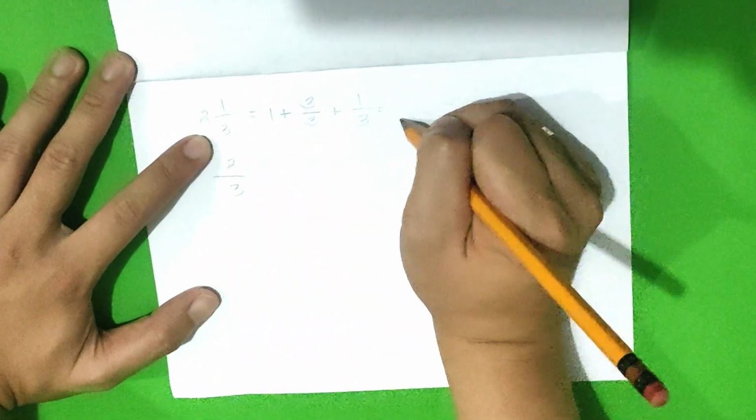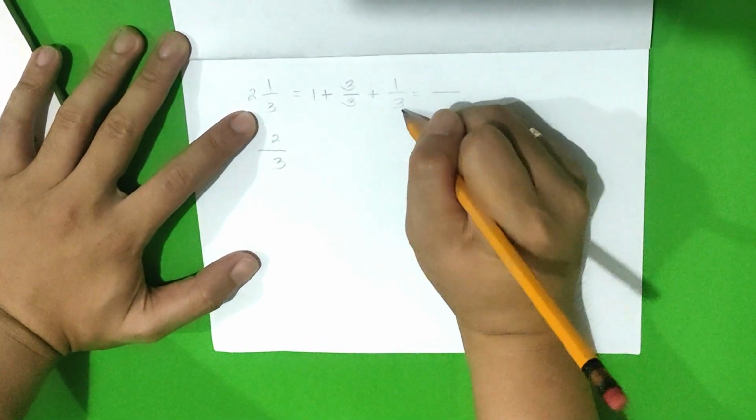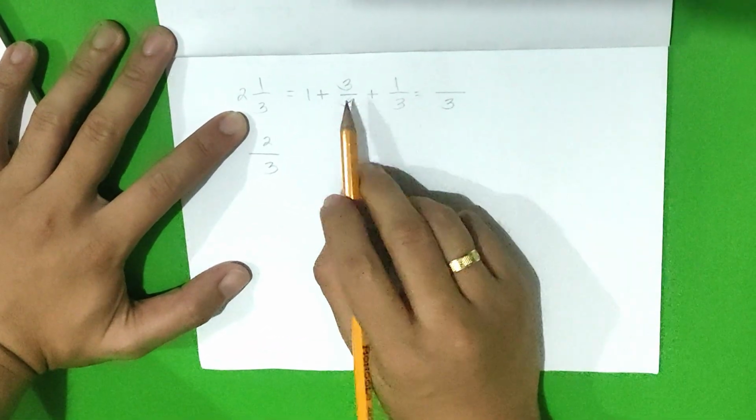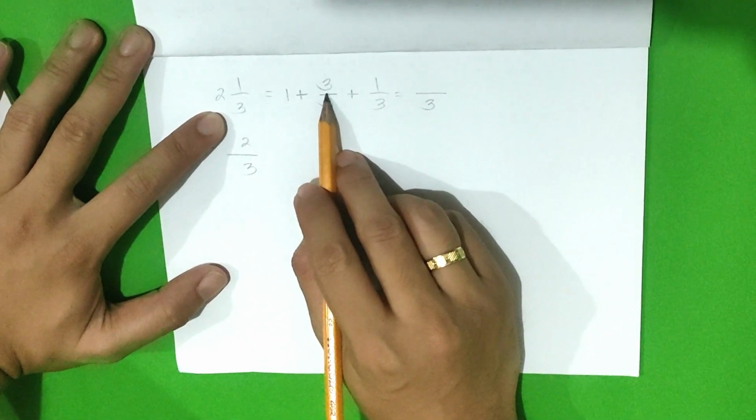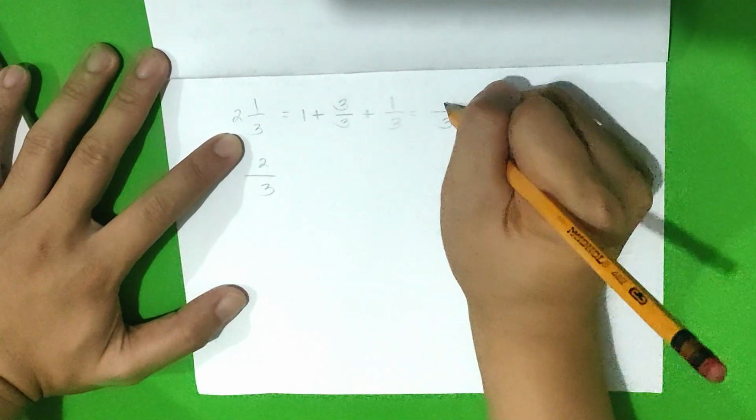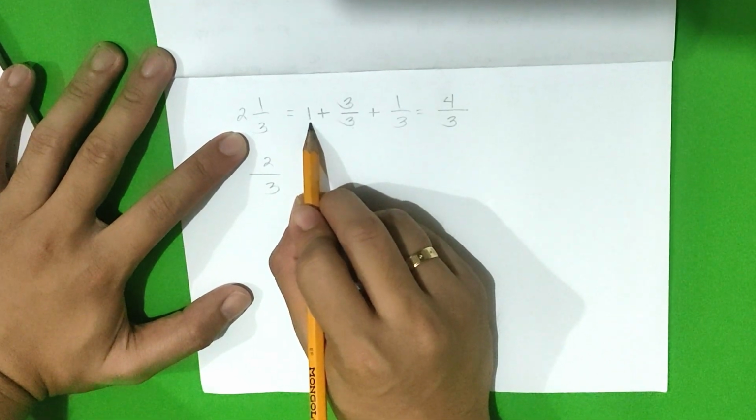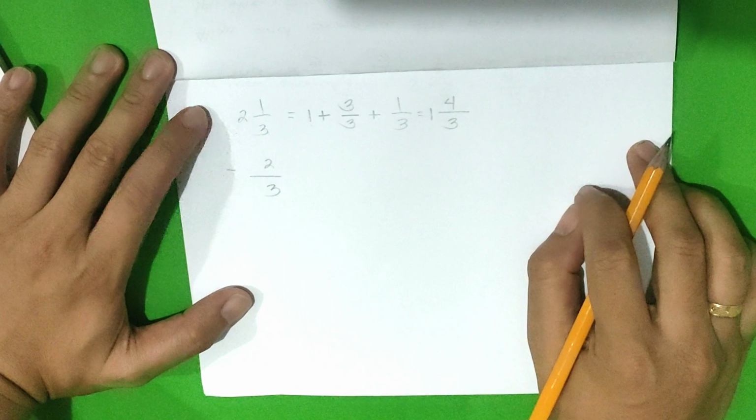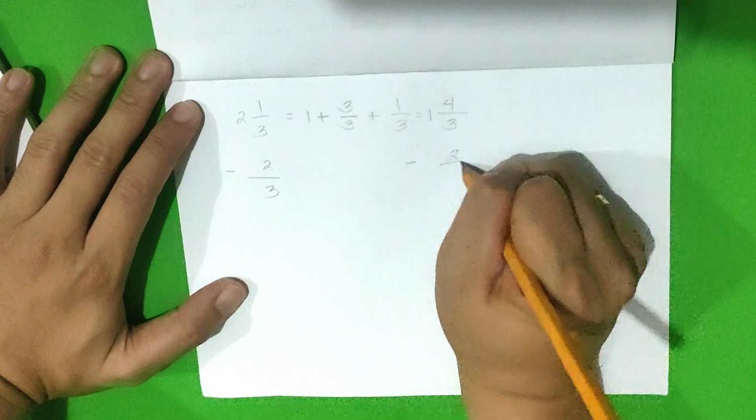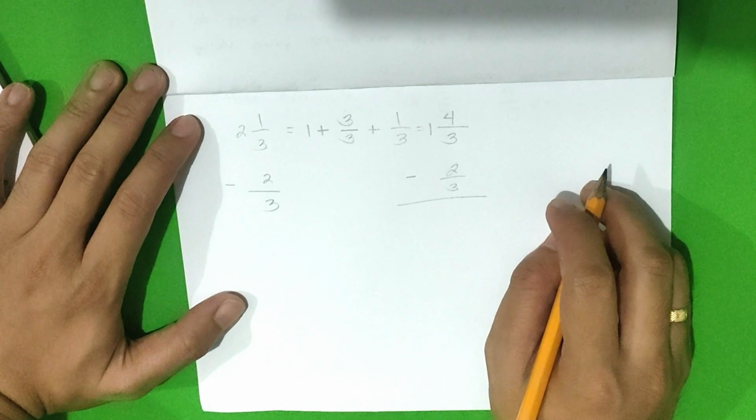Now, let's add these similar fractions. Since they are similar, let us copy the denominator 3. Then add the numerators 3 and 1. 3 plus 1 is equal to 4. And then copy the denominator, which is number 3. And now let's proceed with the subtraction of the subtrahend 2/3.